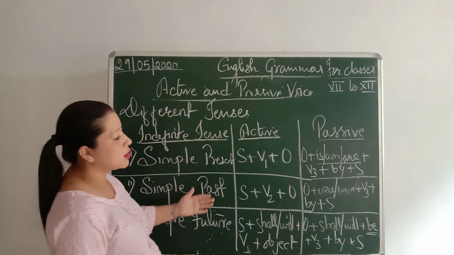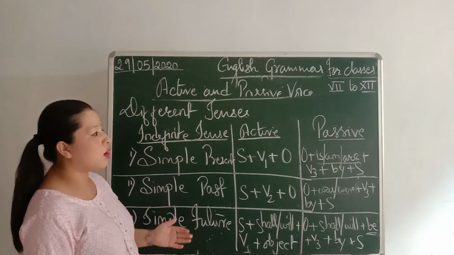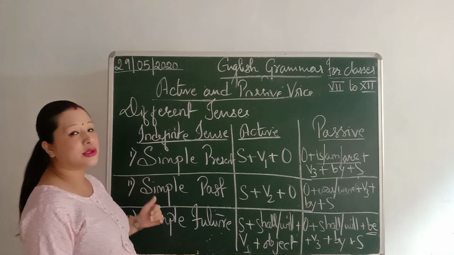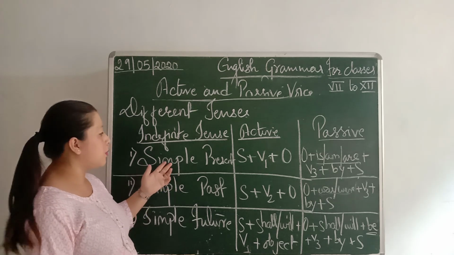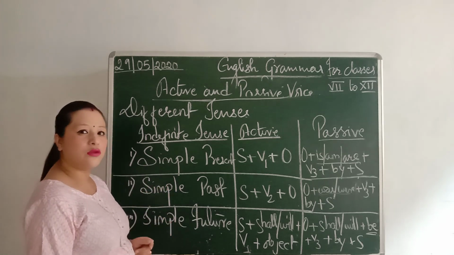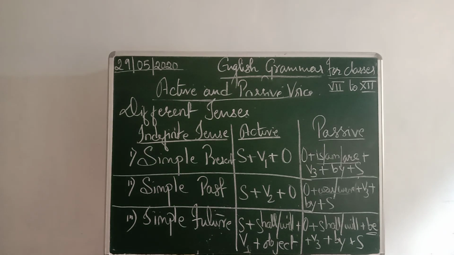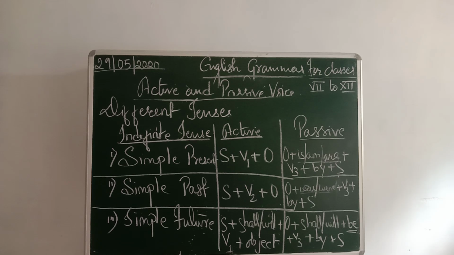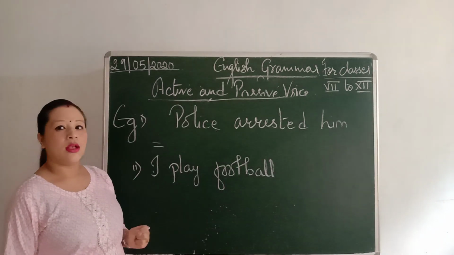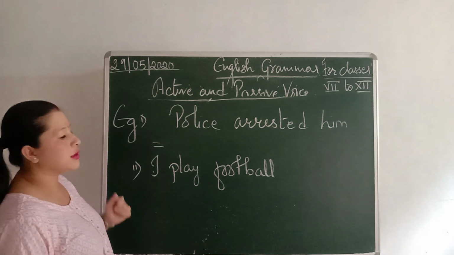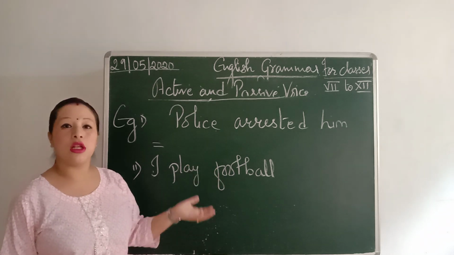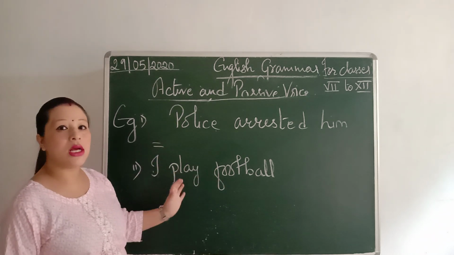So these are important rules. These are important formulas for how you change active voice into passive voice according to these different tenses: simple present tense, simple past tense and simple future tense. So here I am giving you some examples based on the simple present, simple past and simple future tense, showing how to change active into passive voice.